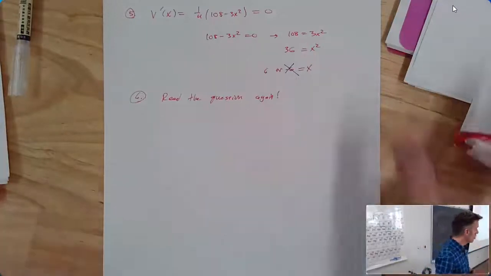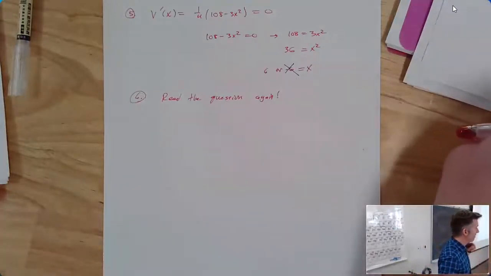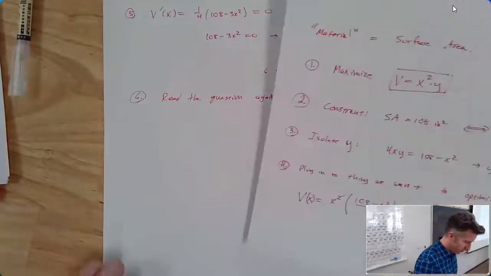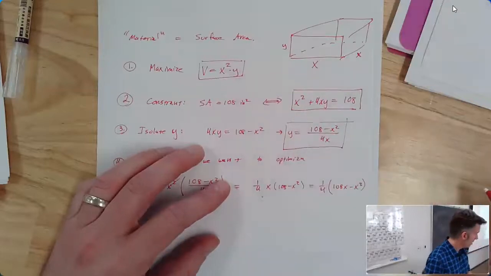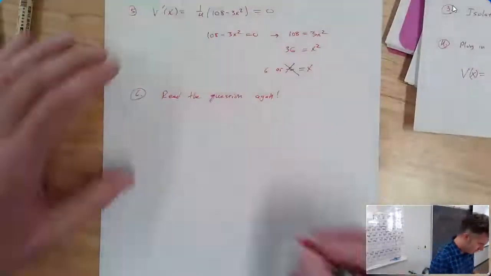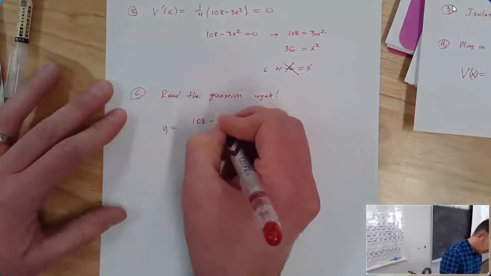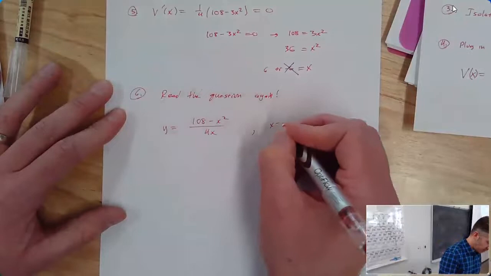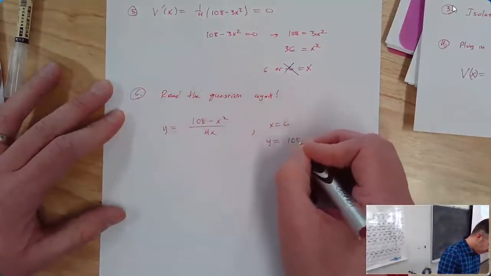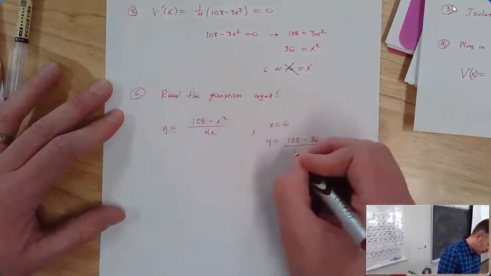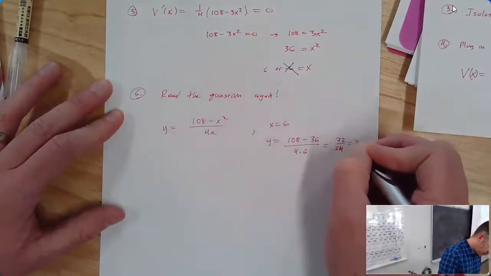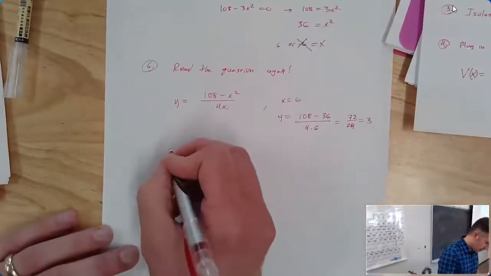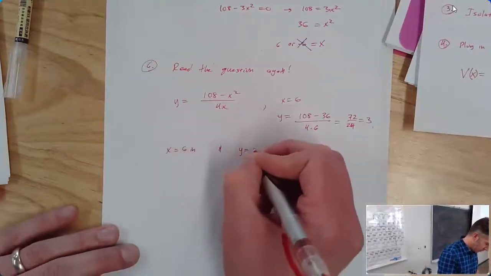Usually if you're trying to find the other dimension, you already have that variable solved for in the isolated constraint. Meaning we have already written right here that y is equal to (108 minus x squared) over 4x. So if I plug in x equal to 6, I'm going to get y equal to (108 minus 6 squared) over (4 times 6), which is 72 over 24, which is 3. I should say x equals 6 inches and y equals 3 inches.